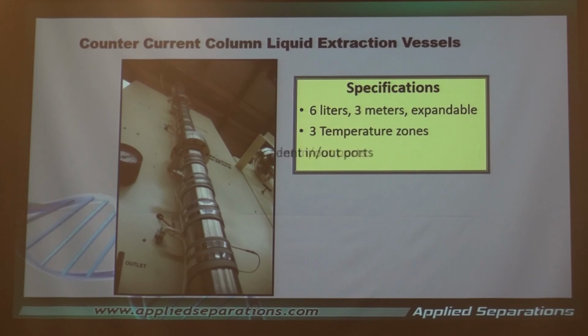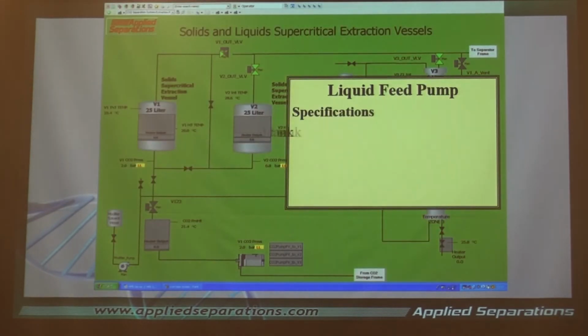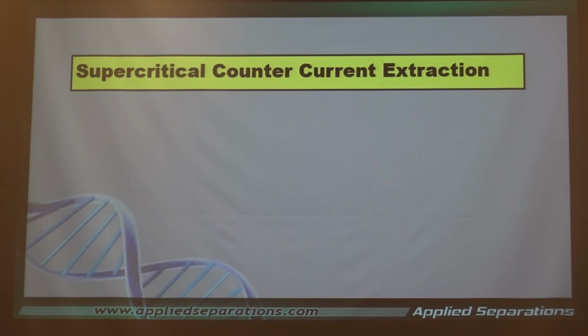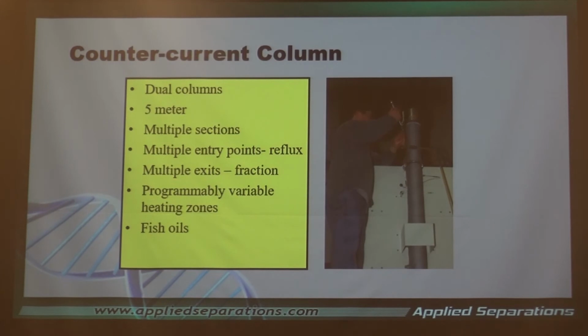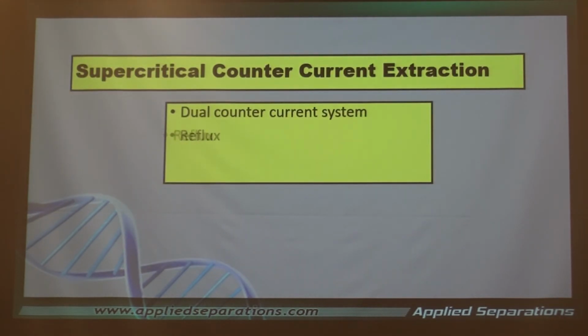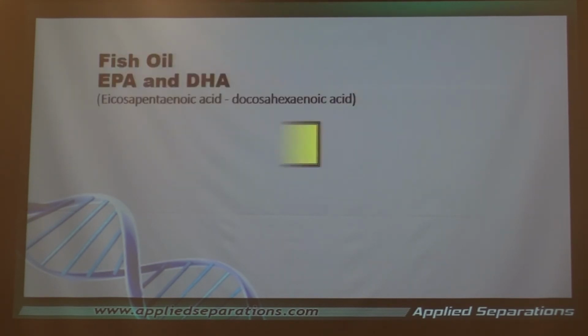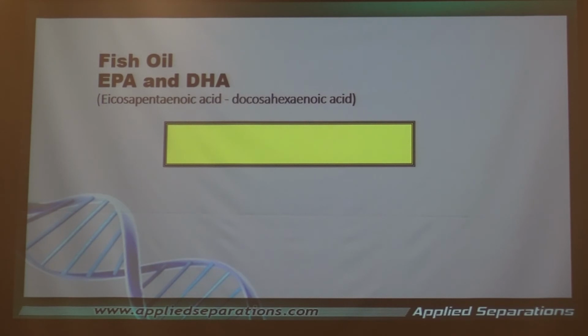Then I want to show you one last thing, and these are all extractions of fish oils. It's complicated, but also elegantly simple, in that we have 2 countercurrent columns. This is a continuous extraction all the way along. This extraction of fish oils was done up in Canada, where we're extracting omega-3 fatty acids out of waste fish oils.